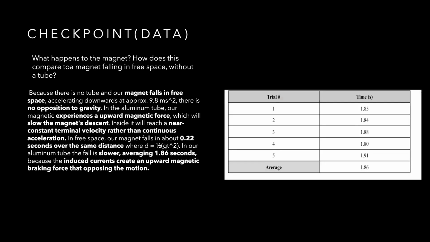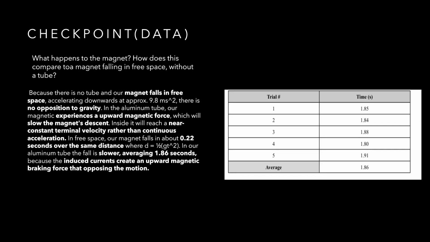Checkpoint. Data. What happened to the magnet? How does this compare to a magnet falling in free space without a tube? Because there is no tube and our magnet falls in free space, acceleration downwards is approximately 9.8 meters per second squared. There's no opposition to gravity. In our aluminum tube, however, our magnet experiences an upwards magnetic force, which slows down the magnet's descent. Inside, it should reach a near constant terminal velocity rather than constant acceleration.